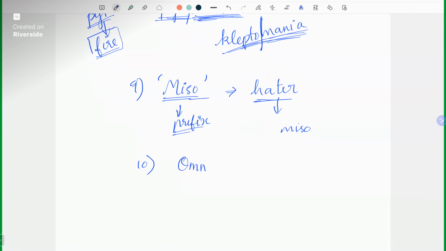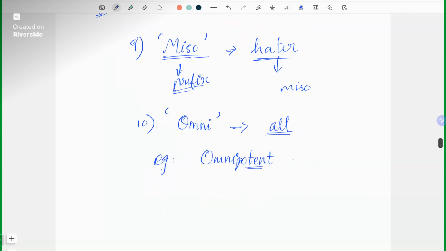Omni as a root word means all or everywhere. Simple example, omnipotent: God, everything, everywhere. It's very powerful, all powerful. That is the meaning. When omni comes, everything, everywhere, all, that is the meaning.